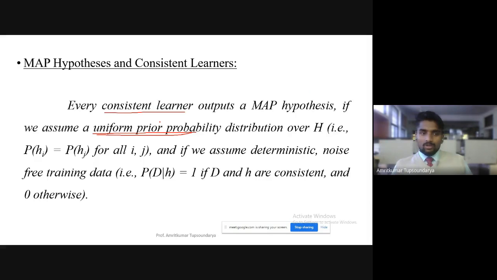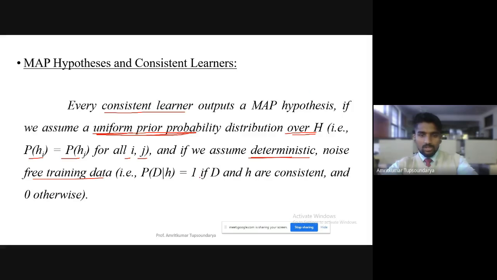But only if we assume a uniform prior probability distribution over H, which is the hypothesis space H. That is nothing but P of Hi is equal to P of Hj for all i and j, right? And only if we assume deterministic and noise-free data. This is very important because these are the assumptions that we have already considered. So only when we assume deterministic and noise-free training data, that is P of D given H is 1, which is consistent.